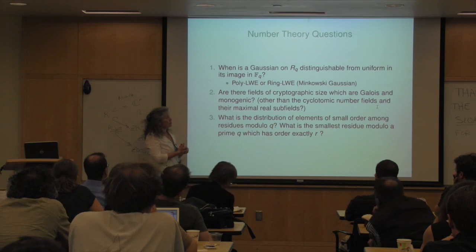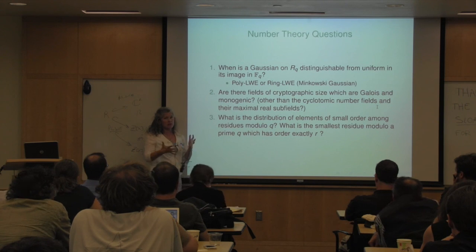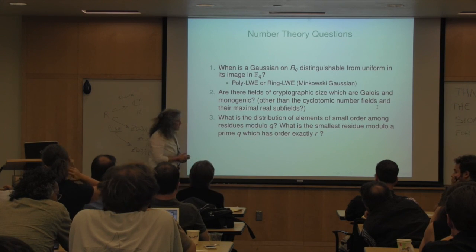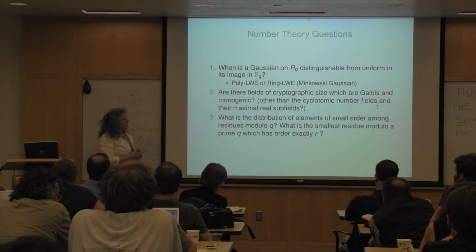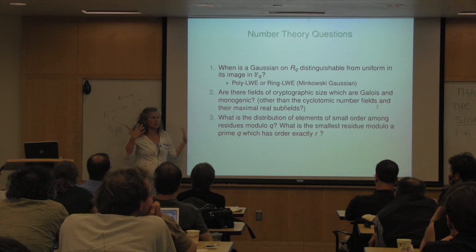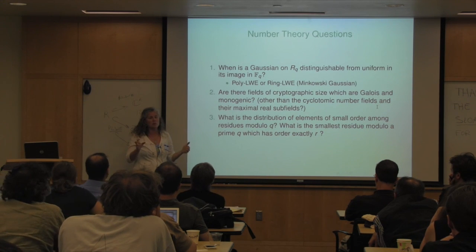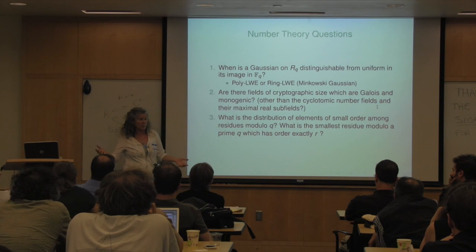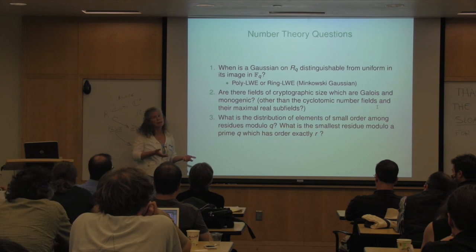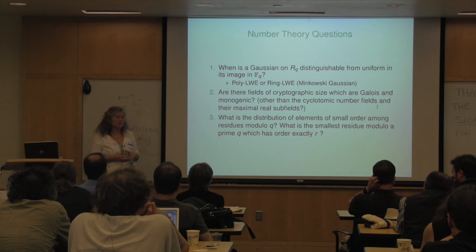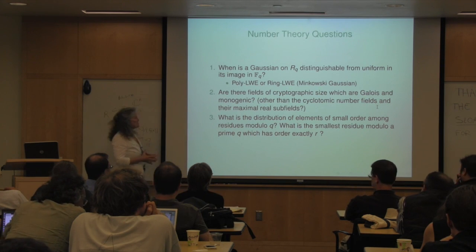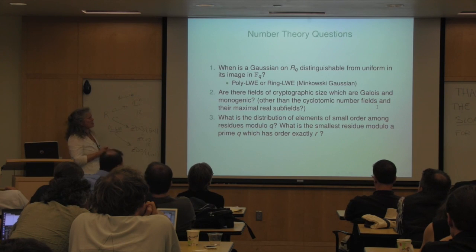But then like a third question, and this is the one that I said was kind of related to, like a reverse of Artin's conjecture, or whatever it's called, is, so what is the distribution of elements of small order mod Q? Usually, when you think of Artin, you think, oh, well, what's the smallest primitive root? What's the smallest element that will generate the whole thing mod Q? Here we're saying, let's say you want order 3. What's the smallest element of order 3? That kind of thing. What is the smallest residue modulo a prime which has exactly order R in general?